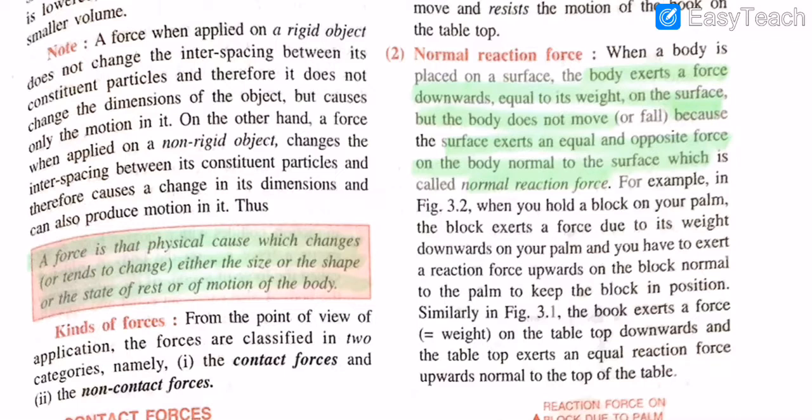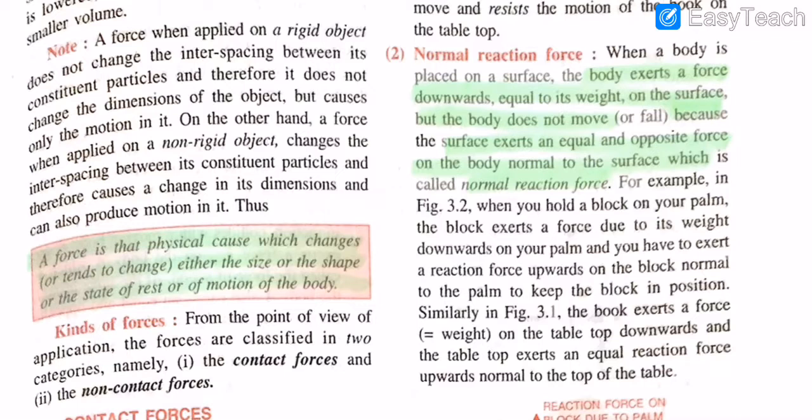A force when it's applied on a rigid object, like a very rigid, hard object, does not change the interspacing between its constituent particles, and therefore it does not change the dimensions of the object, but it only causes motion in it. So if I'm pushing a very rigid ball, I'm just allowing it to move and change its state of motion, or start rolling instead of being at rest. I am applying force on it so the motion keeps going, but because it is a rigid object, I won't exactly change its dimension, right?